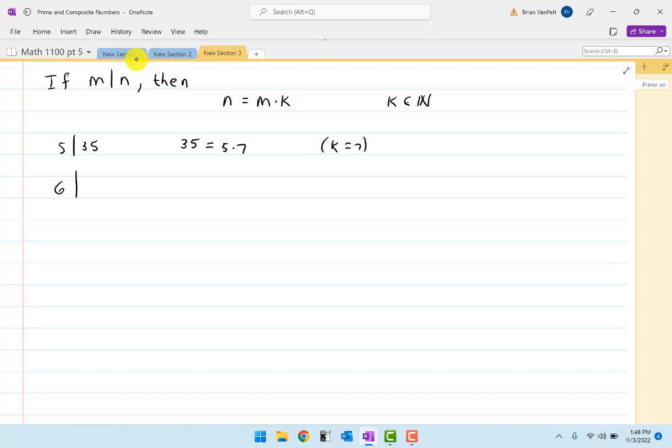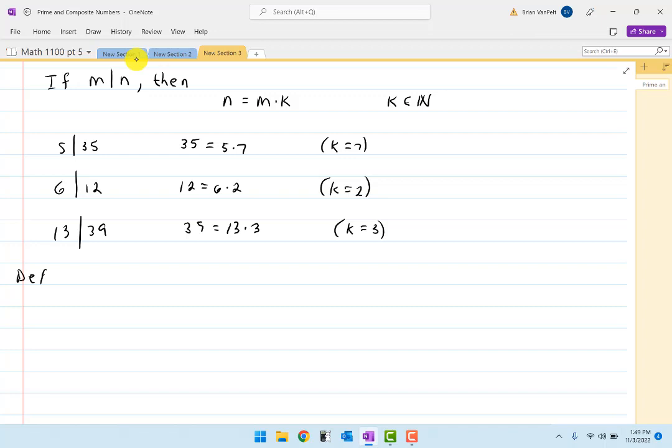6 goes into 12 evenly. 12, as we know, equals 6 times 2. So in that instance, k was equal to 2. So the k will be dependent on the problem at hand. 13 divides evenly into 39. So 39 equals 13 times 3. Here, k was equal to 3.